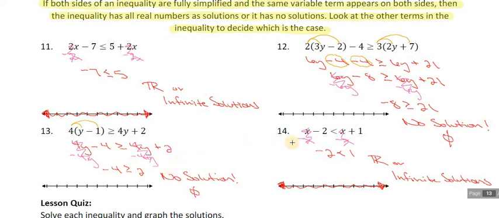And then number 14, x minus 2 is less than x plus 1. Subtract x from both sides to try to collect them, cancels everywhere, so we end up with negative 2 is less than 1. That is a true statement, so all real numbers are infinite solutions here for 14.